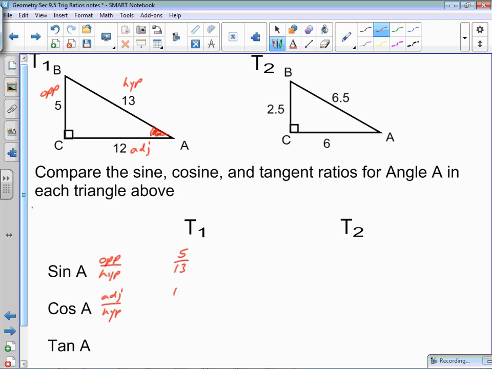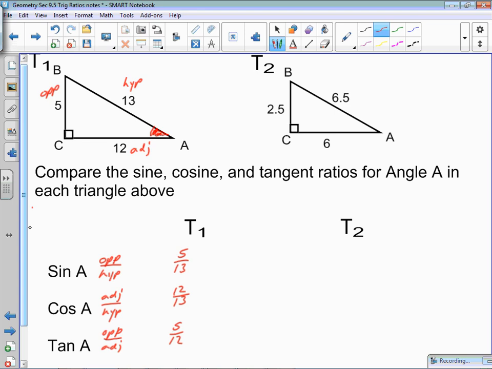12 over 13. And then the tangent. Tangent is the "toa" part of the acronym, SOH CAH TOA. O for opposite over A, the adjacent. So we get 5 over 12. Right.